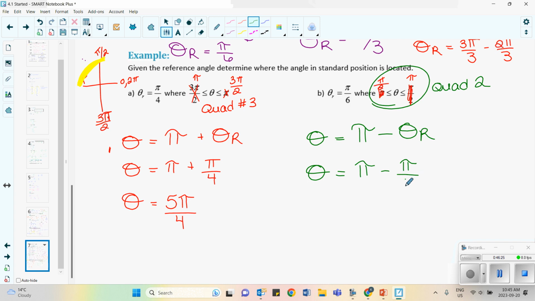Can you do that in your head? No, you need to get a common denominator here. So 6 over 6, right? And 6 divided by 6 is 1. 5 pi divided by 6, yeah. Write this down. He's got it now. He can do common denominators.